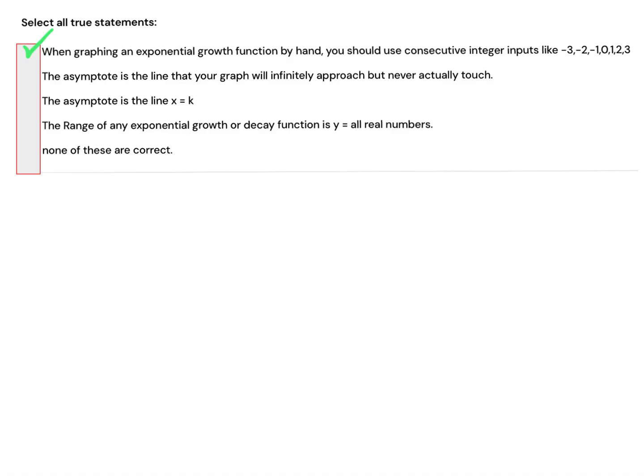How about the next one? The asymptote is the line that your graph will infinitely approach but never actually touch.